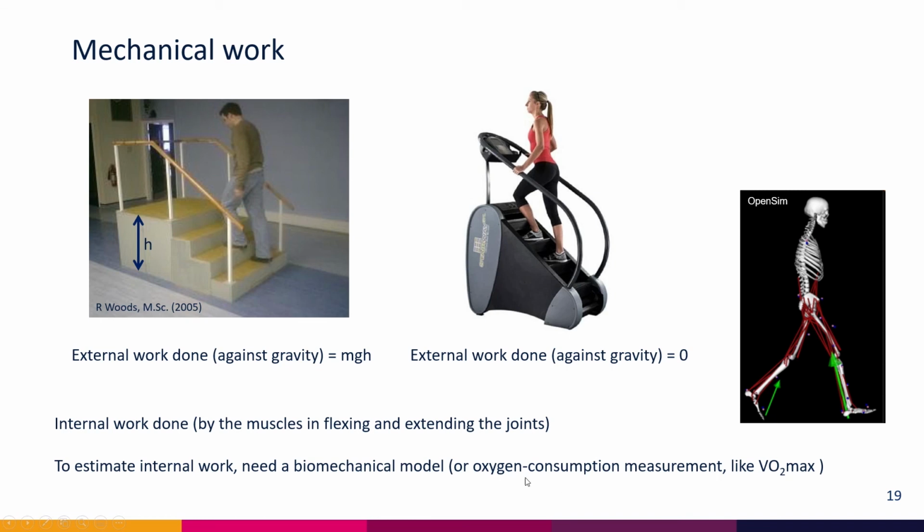Alternatively, we could use some sort of oxygen consumption equipment to measure what's called VO2 or VO2 max. And you may well have seen images or videos of somebody walking along a treadmill wearing a face mask, and that face mask is measuring the composition of the air that's being expelled from the lungs, and from that we can make an estimate of the oxygen that's been consumed, and hence how much work the body is doing.